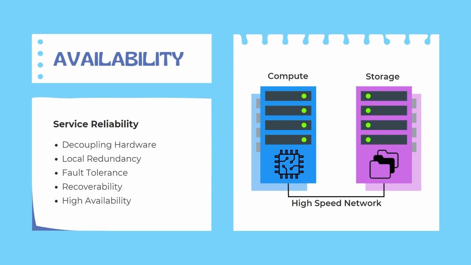This is what's called hardware decoupling. So we can take compute, which is the processor, the memory, some storage, and separate it from other components like the actual files, the other components of the workload. So we can separate compute and storage, and then it creates this environment where now service reliability is much higher because we have this high-speed network connecting both components.